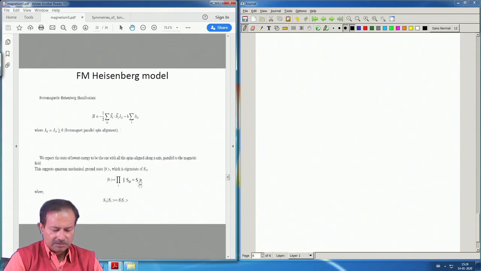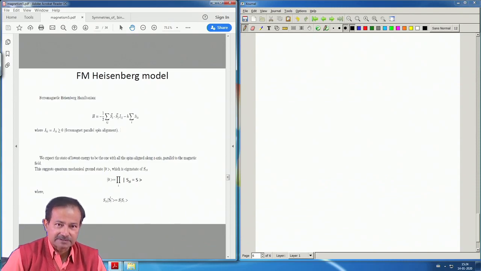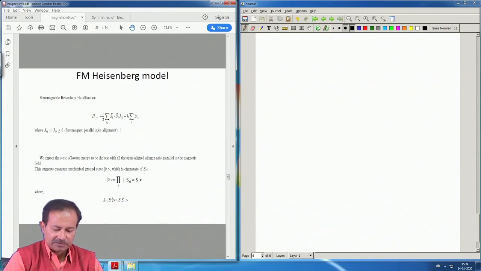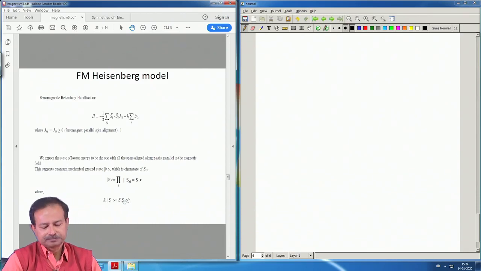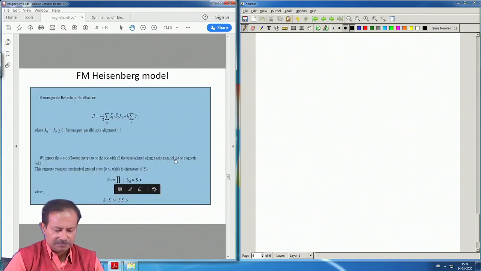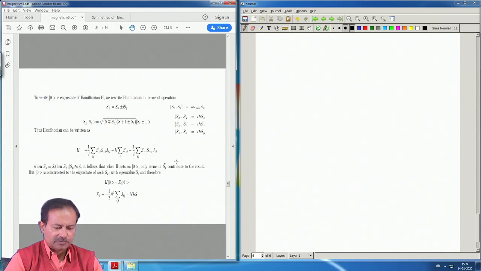To be more precise, because we are doing quantum mechanics, I also define the operation by the operator Sz at the ith site: Sz_i acting on the state with projection s at the ith site gives me just the maximum value, which is s. That is what is written here. So, that is the starting point.